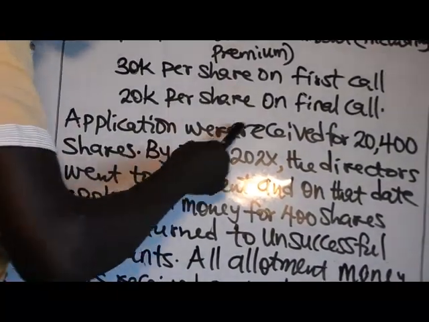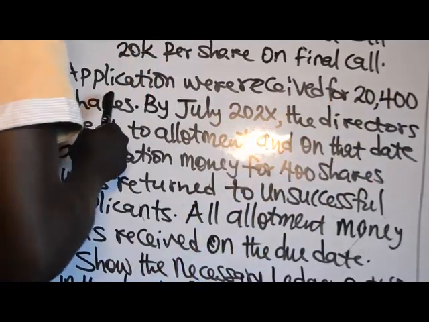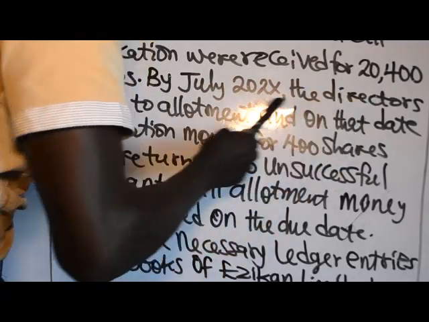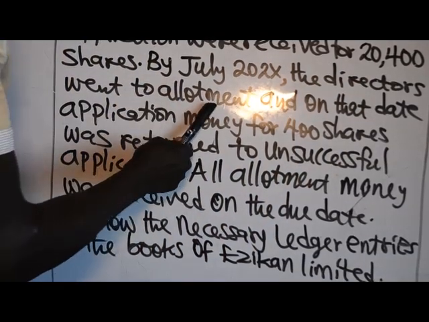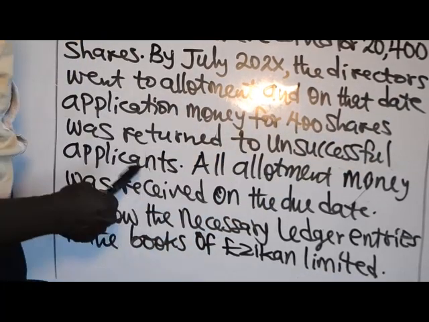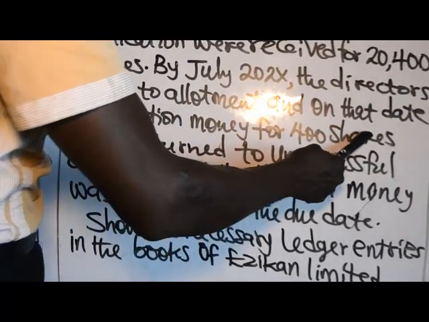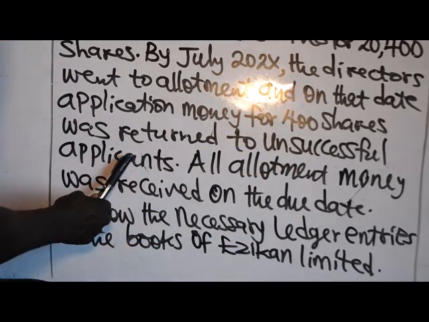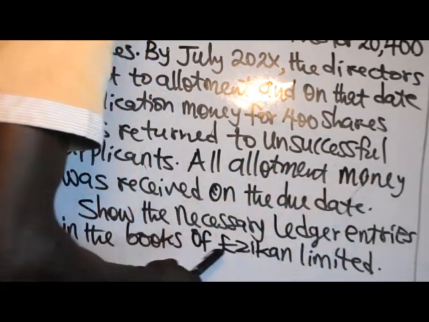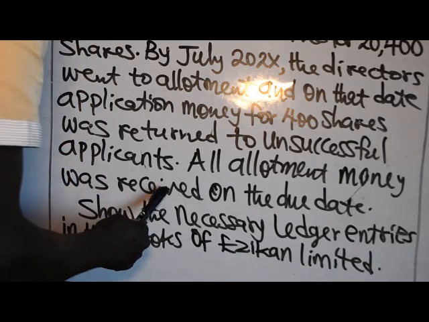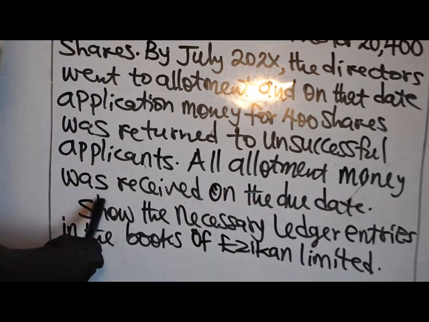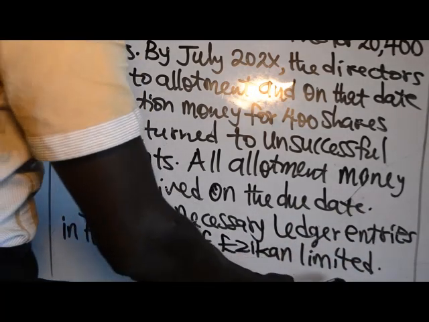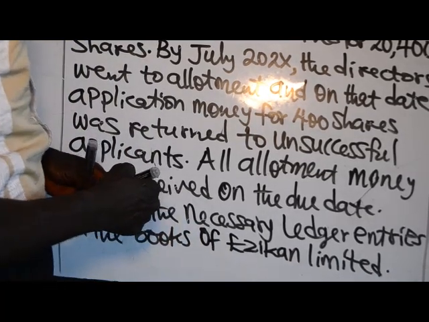Applications were received for 20,400 shares. By July 22, the directors went to allotment, and on that date, application money for 400 shares was returned to unsuccessful applicants. All allotment money was received on the due date. Show the necessary ledger entries in the books of ICAN Limited. So that is the question.